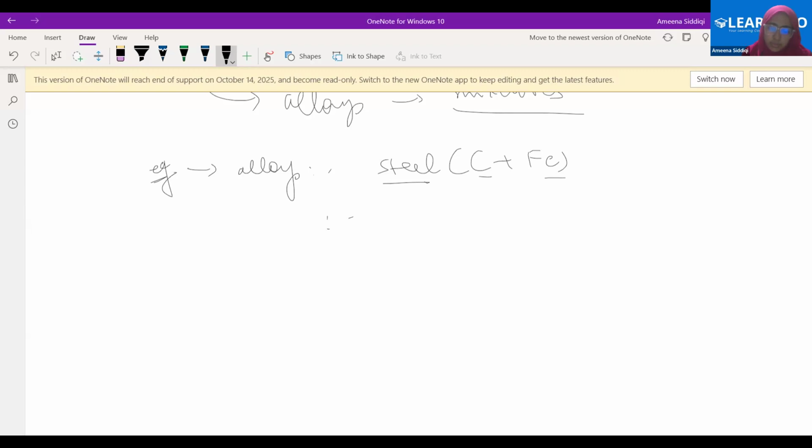Any other example of an alloy? Yes, bronze. Good. What is the composition of bronze? Around 12% tin, that is Sn, plus the rest of it is mostly copper. Done. Good. So this is also an alloy.